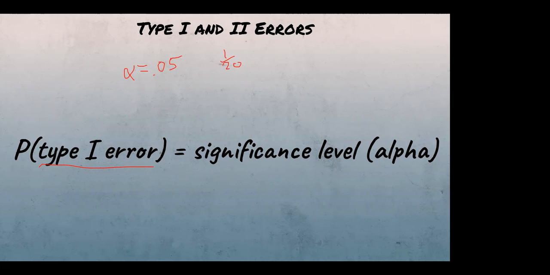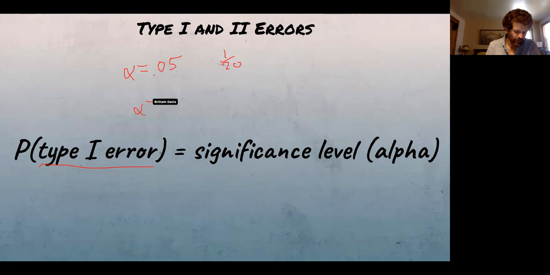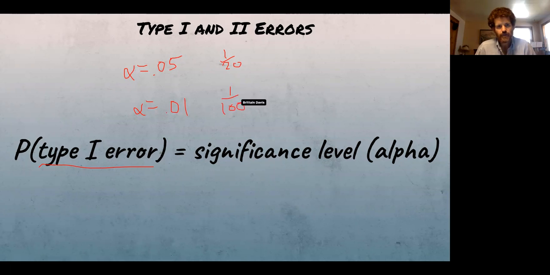Would you use 0.01? Exactly. You want to drop that. So if I change this to a 0.01, now there's only a 1 in 100 chance of a type 1 error. And that's really good. And maybe we're satisfied at that level. Maybe we're really, really, really wanting to find something significant. So we go to a 0.001. So there's only a 1 in 1,000 chance of a type 1 error.